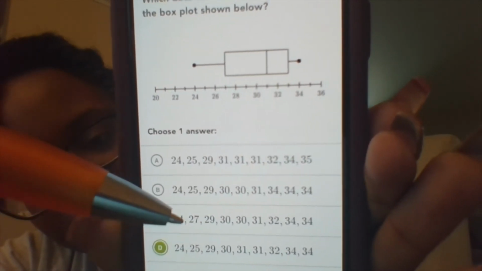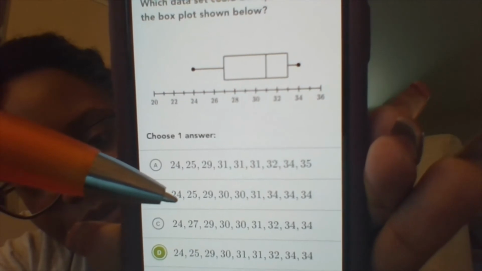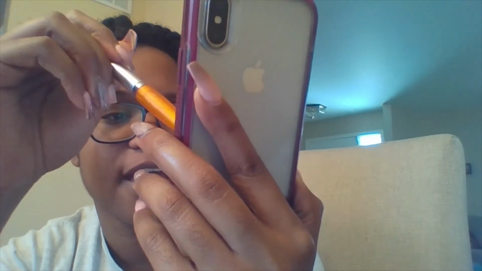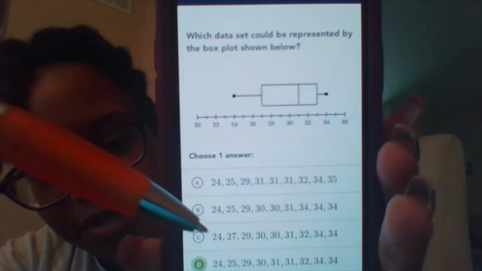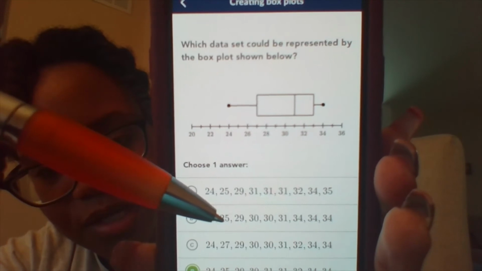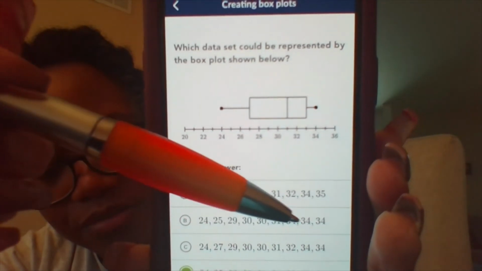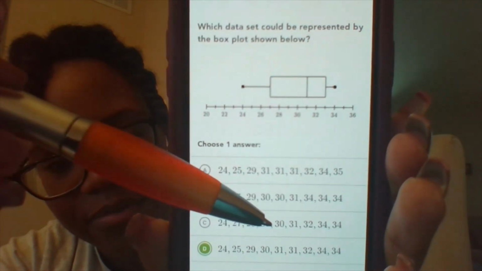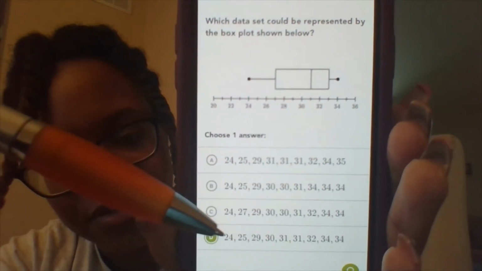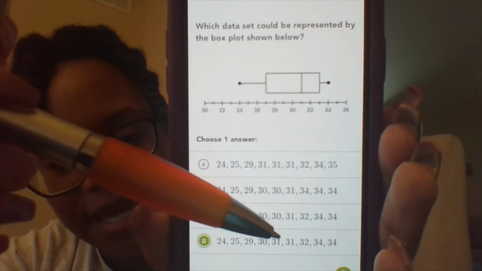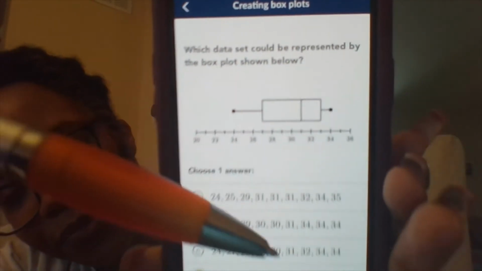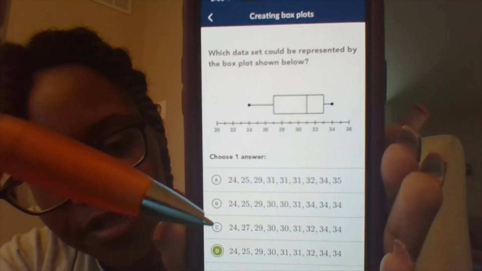The middle number for B, 1, 2, 3, 4, 5. Was it 9 or 11? Oh, I believe they had 9. Yes, they had 9. I misspoke. So it should be 4 on each side. So 1, 2, 3, 4. 1, 2, 3, 4. Median for this one is 30. That's not right. Same thing here. Median for this one is 30. This is the only data set that has a median of 31, which is required by this box and whiskers plot. Therefore, the only answer that's going to work is D.